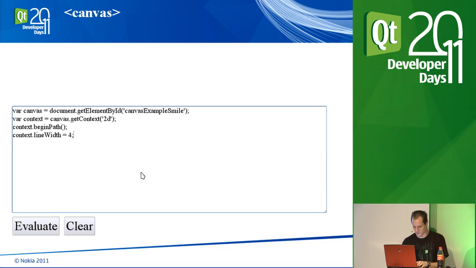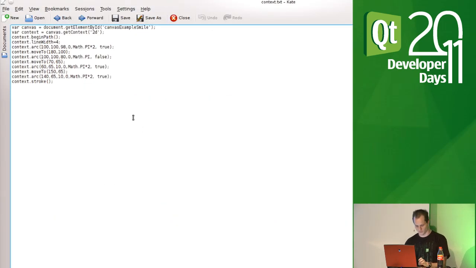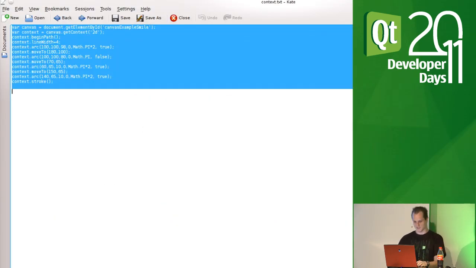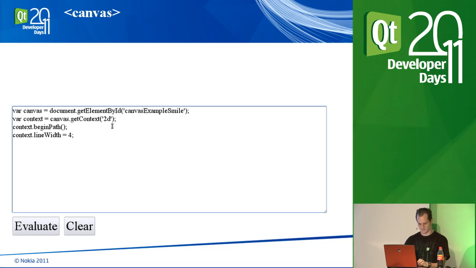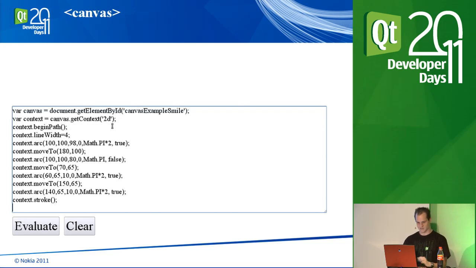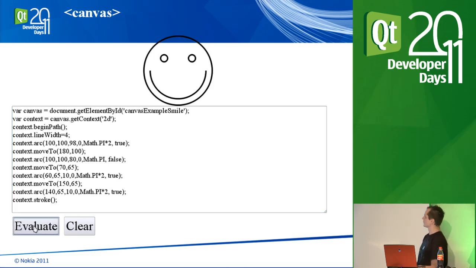So I just did a small example. I'm a bit lazy to type everything, so I just copy pasted it, but you'll see it's very easy. I just draw an arc, and then I move my painter around. So I just do multiple arcs, and then at the end I stroke everything on the screen. And if I evaluate this code, then it makes a really nice smiley.